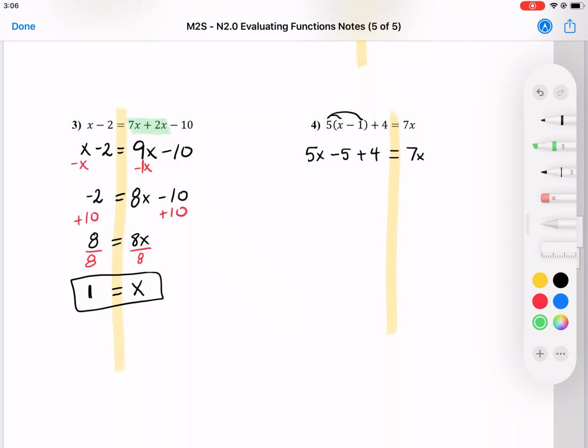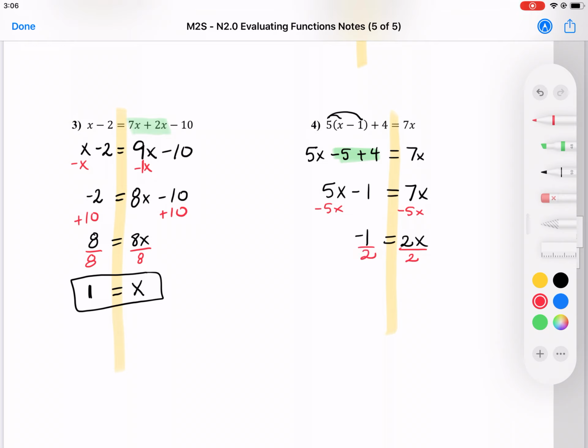Now, on the left side, notice how there are two terms that don't have an x. So I'm going to go ahead and combine those. So I have 5x, -5 plus 4 is -1. That's equal to 7x. And then I'm going to go ahead and get all the x's on one side. I'm going to go ahead and move the 5x since there's just a -1 on that side. So I'll subtract 5x. So I have -1 equals 7 minus 5 is 2, so 2x.